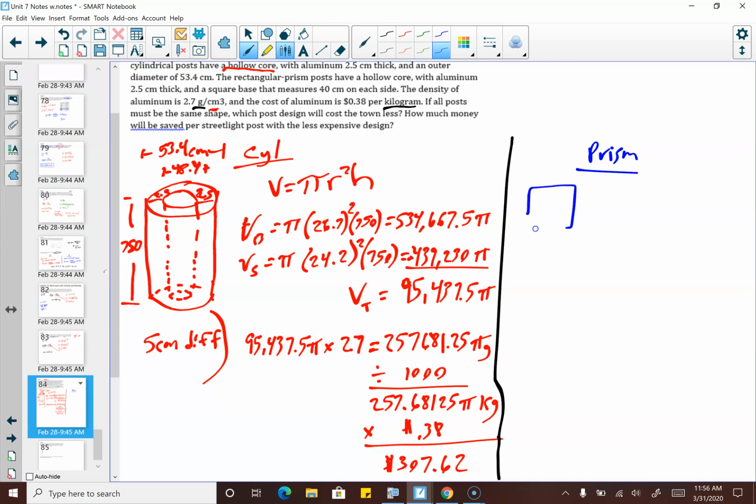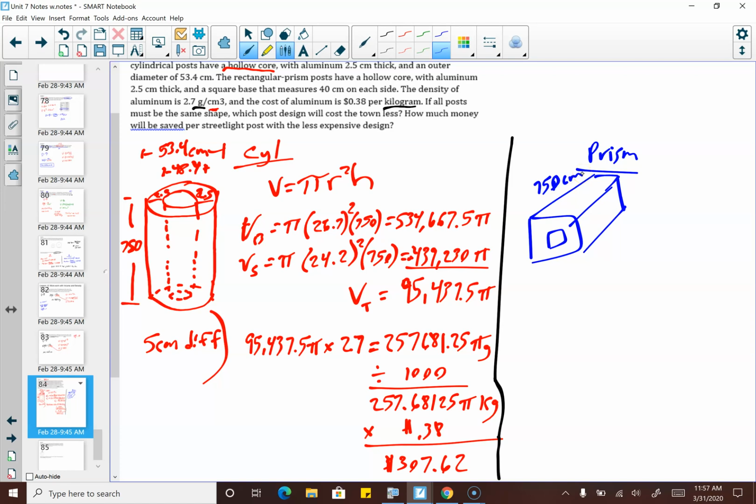It's got a square base, okay, and I can't really draw them vertically, so I'll draw it horizontally. So it's also going to have a section of it cut out. All right, so it's also going to be missing the section. So it's the same 750 centimeters as our height, okay? Because just like the cylinders, it said it was 7.5 meters, so we're really 750 centimeters.